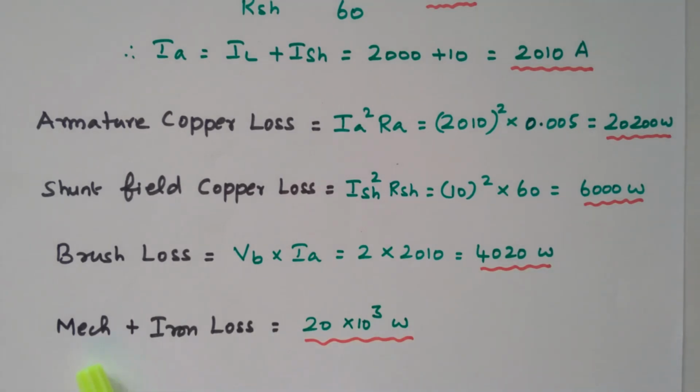Then this is mechanical plus iron loss, the stray loss, already given in the problem, that is 20 kilowatts. So 20 into 10 to the power 3 watts. So now we calculated armature copper loss, shunt field copper loss, brush loss and stray loss, that is mechanical and iron loss. Now we will go to the total loss.